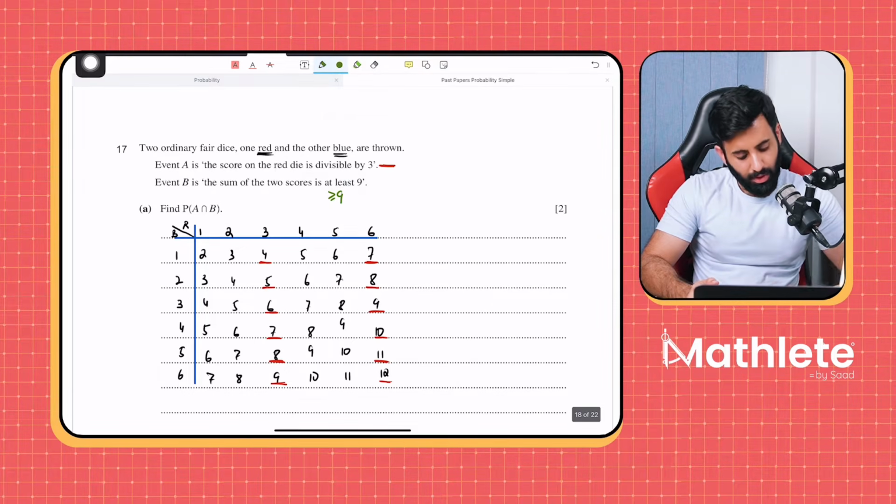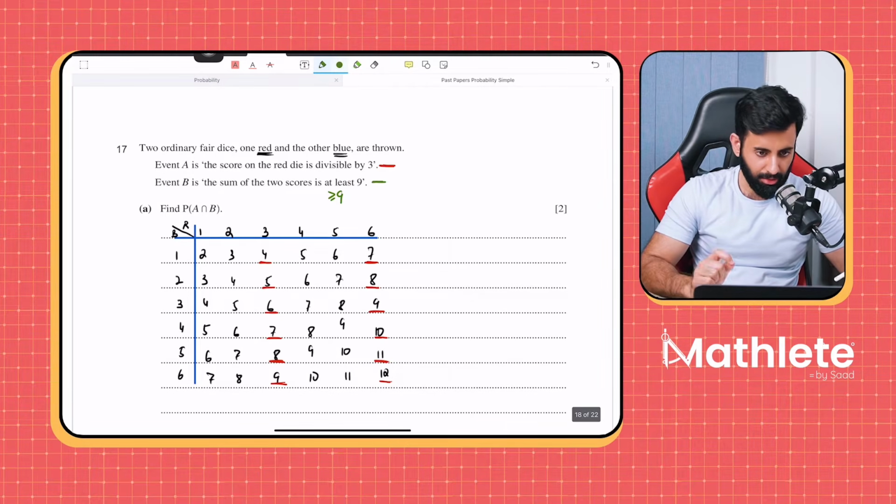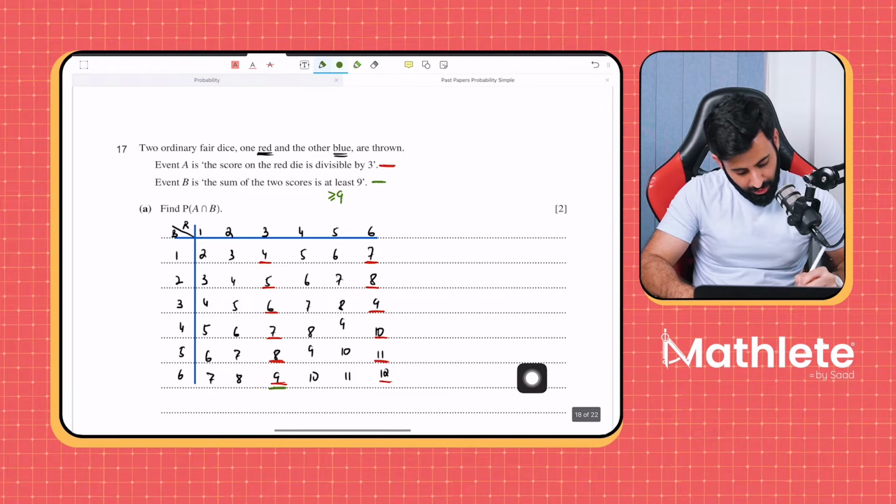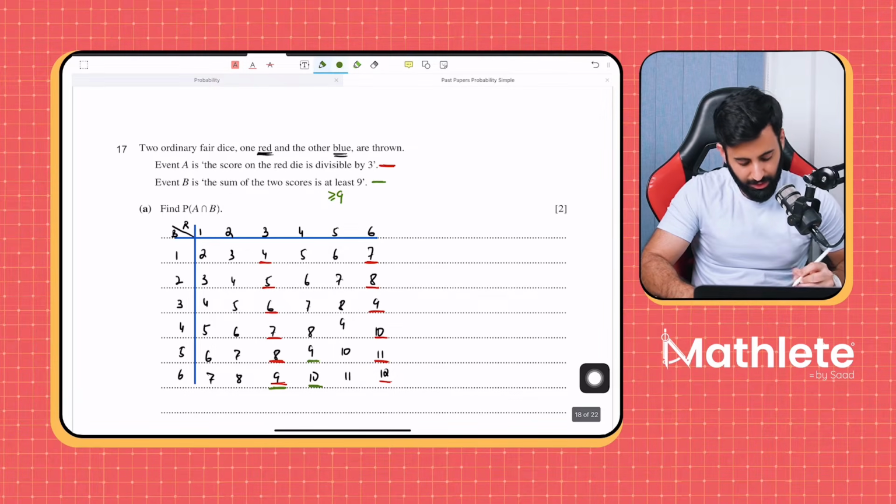Now, event B is the sum of the two scores is at least 9. This is where I'm going to underline using the color green. So where do we get 9? Here we get 9. And then here we get 9 and 10. Sum is at least 9, and then 9, 10, 11, and then 9, 10, 11, 12.